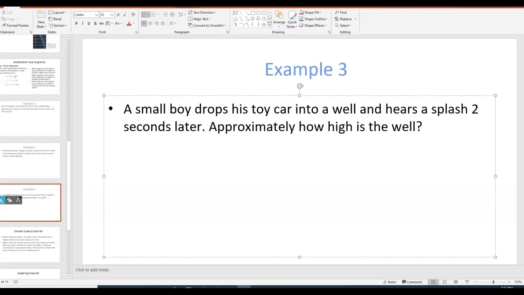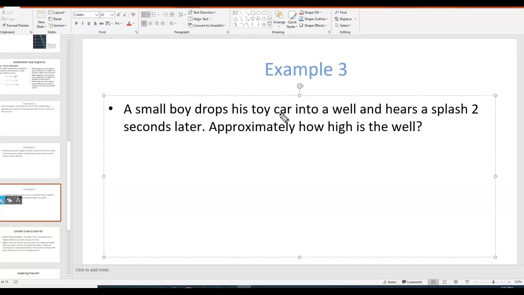By the way, it's kind of cool to me that you can figure out how high a well is just by dropping something and timing how long it takes to hear a splash. That's always like really interesting to me. Next time you're on a bridge or over a well or something, if you want to know how high it is, you can just do this really easy calculation.